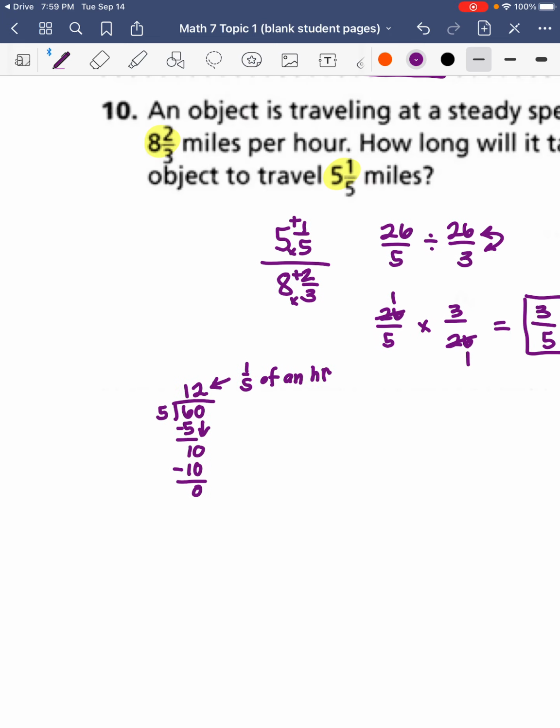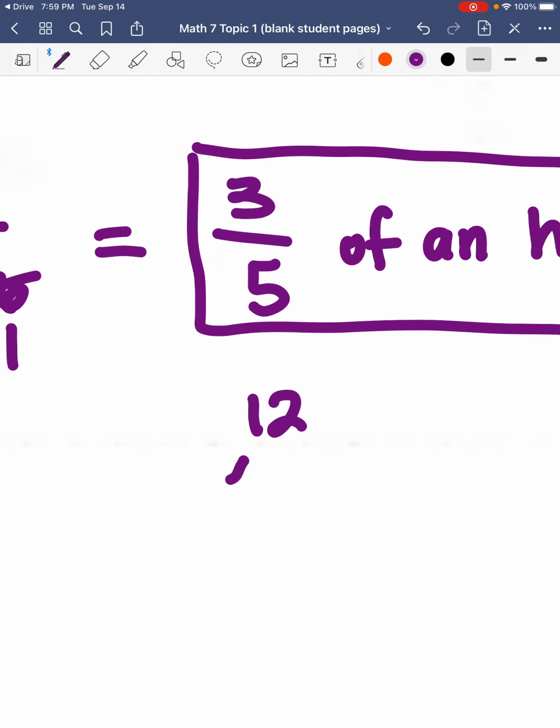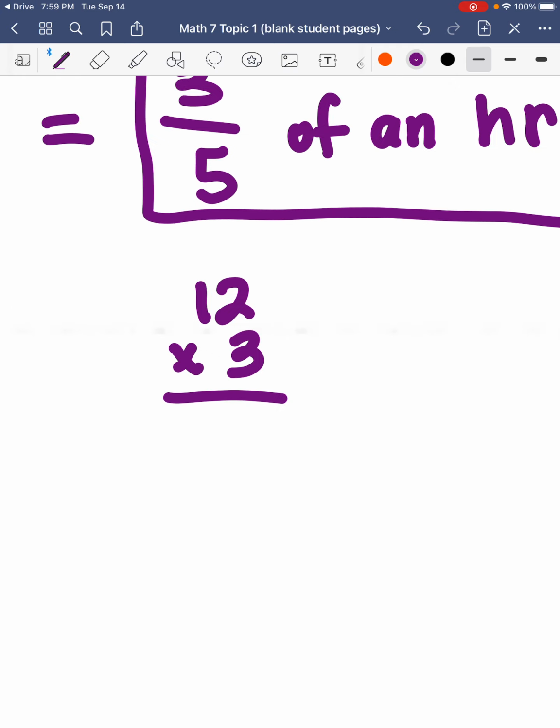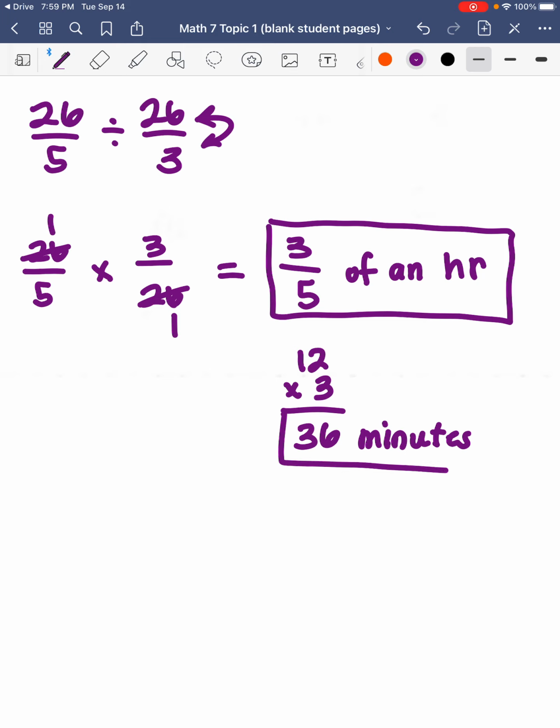And we're talking about 3/5 of an hour. So could I multiply 12 times 3 to figure out how many minutes that would take? Yeah. 3 times 2 is 6. 3 times 1 is 3. So 36 minutes is the same thing as 3/5 of an hour.